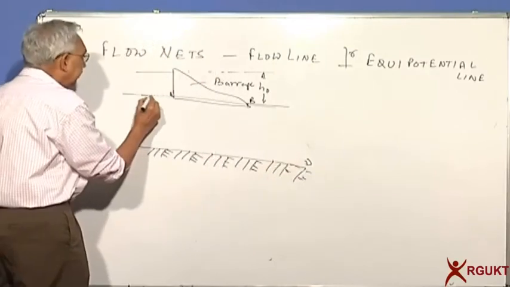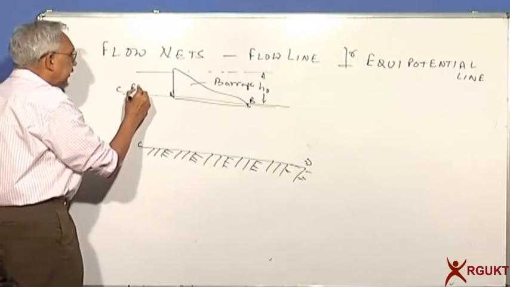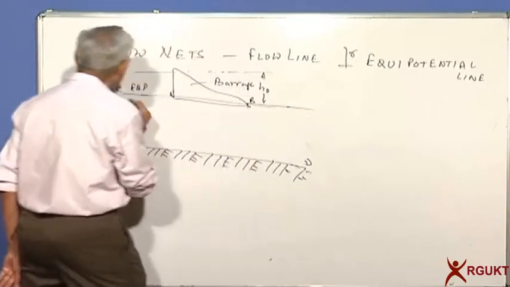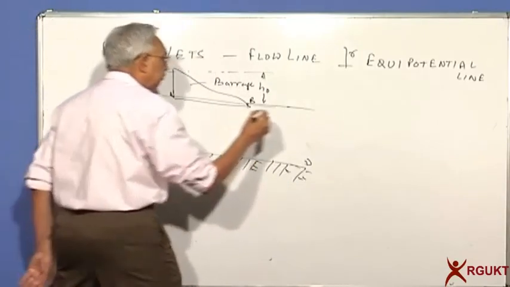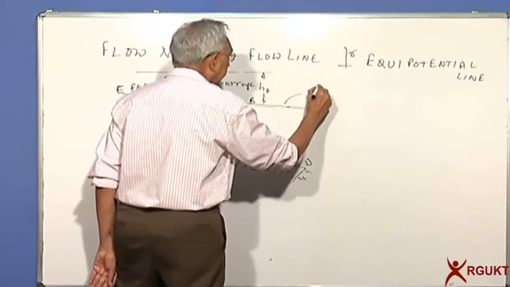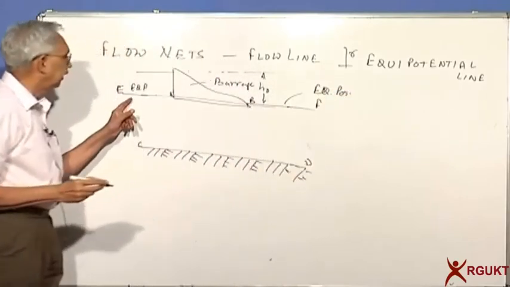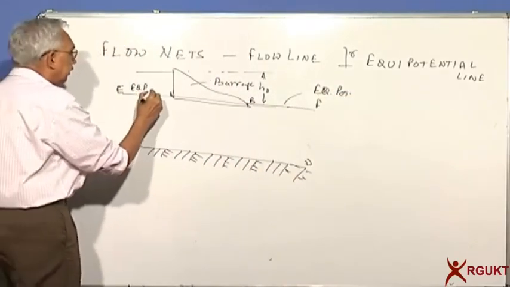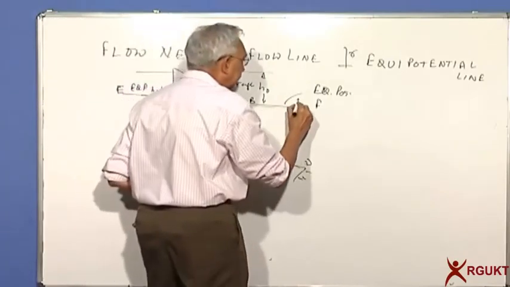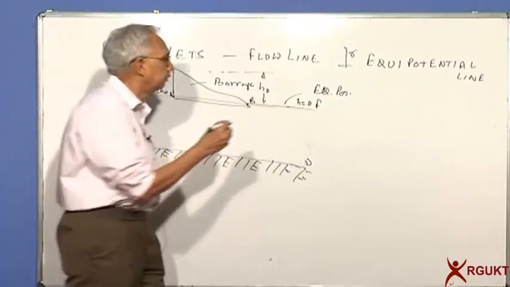And now you can see A to, let's say, C is an equipotential line. This is equipotential line, and B to, this is E, and B to F. This is another equipotential line. What is the potential along A to E? H is equal to H0, whereas along BF, H is equal to 0. I am taking the downstream water level as the datum.